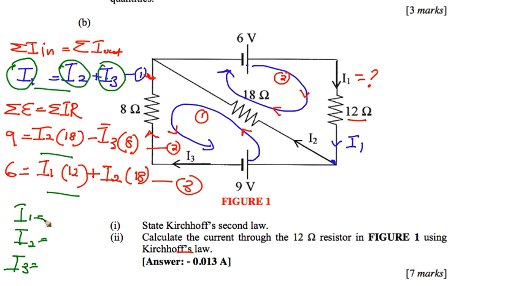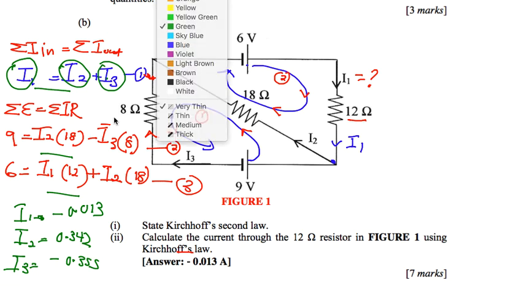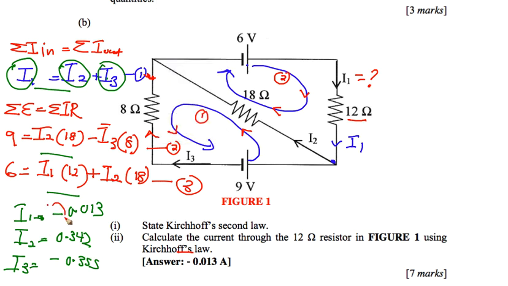Right? So I1 is equal to minus 0.013, and I2 is 0.342, and I3 is minus 0.355. As you can see here, you have negative values for I1 and I3.